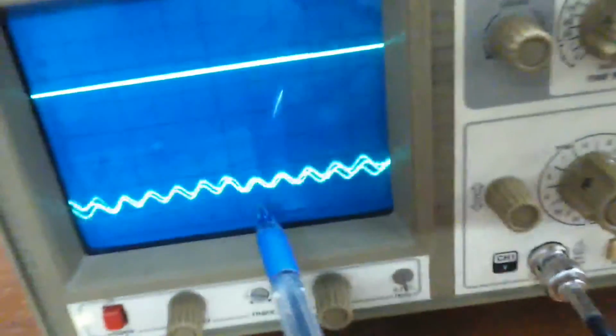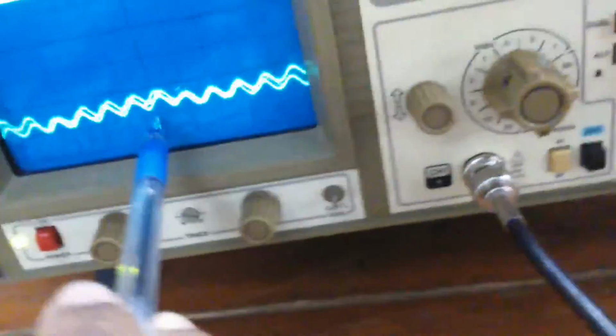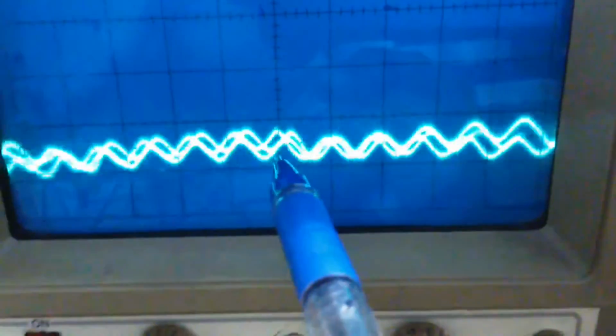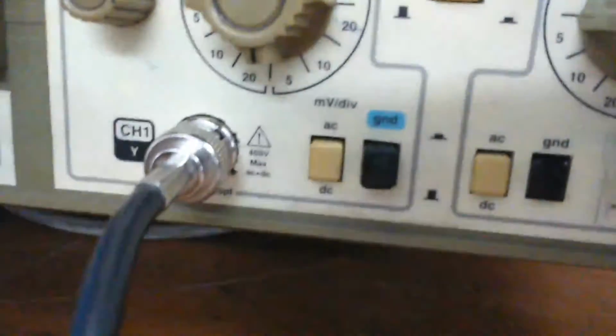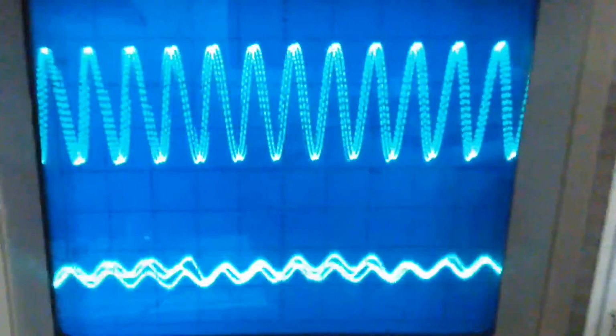Now look at the input. The input is 3 millivolts. 0.6 into 5 is 3 millivolts. This is 3 millivolts. Now look at my output signal. When I was giving input as 3 millivolts, the output was approximately, we got around 3.2.